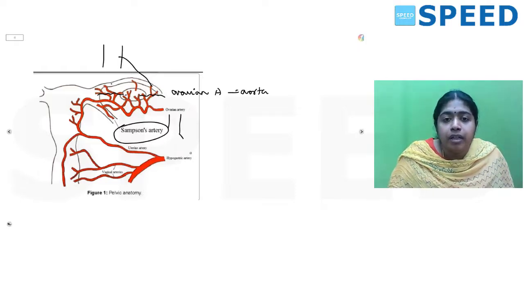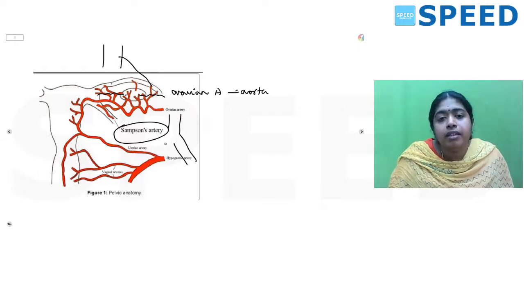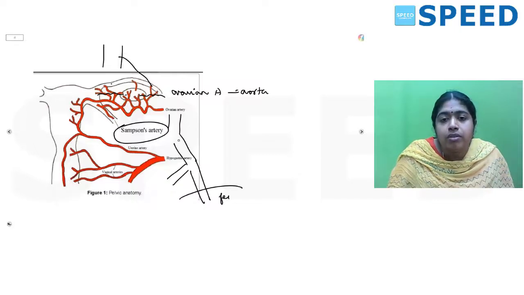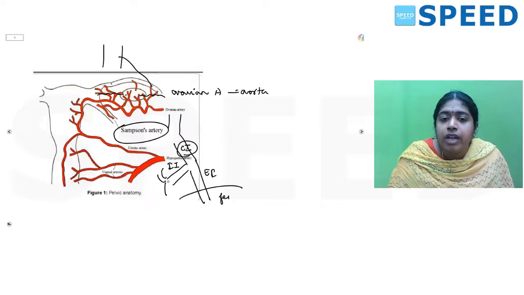So you have common iliac, internal iliac. Okay, now this is common iliac. In the common iliac, you have internal iliac and external iliac, and the external iliac continues as femoral. Okay, so I'll draw this. Now this is common iliac. Common iliac divides into internal iliac and external iliac. In the internal iliac, you have an anterior division and a posterior division. Now, this uterine artery is a branch of the anterior division of the internal iliac.